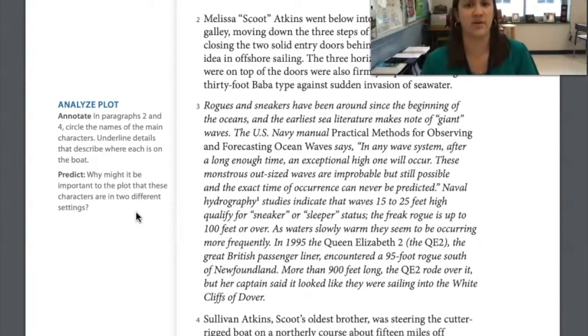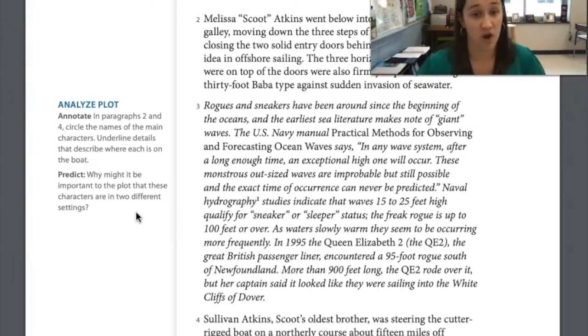Rogues and sneakers have been around since the beginning of the oceans, and the earliest sea literature makes note of giant waves. The U.S. Navy Manual, Practical Methods for Observing and Forecasting Ocean Waves says, in any wave system, after a long enough time, an exceptional high one will occur. These monstrous outsized waves are improbable, but still possible, and the exact time of occurrence can never be predicted.